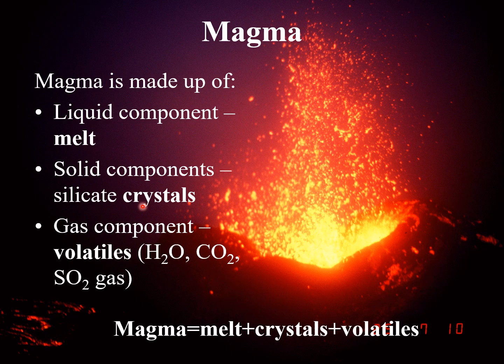And then you also have a gas component, so the volatiles. So we have water vapor, carbon dioxide, sulfide gas, etc. So the magma is a mixture of melt plus crystals plus volatiles at any given point in its cooling. It might have more crystals than melt as it's down in those lower temperature ranges, or it might have more melt versus crystals if it's at higher temperatures, and volatiles as well.